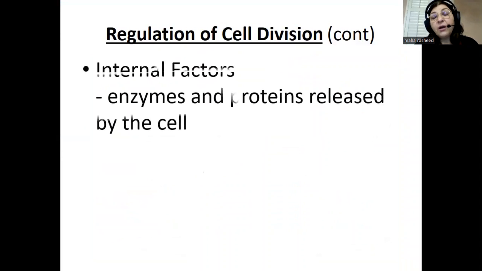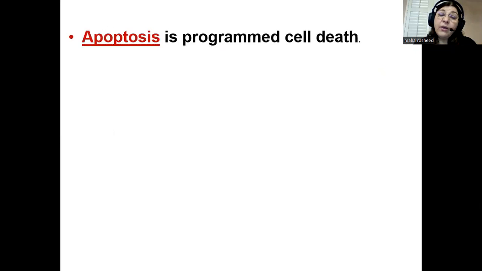Also, we have the internal factor. The internal factor is based on enzymes and proteins that are released by the cell in order to kill the cell, when the cell gets older or gets damaged and receives a signal to end the cycle and the life of that cell. And that's called apoptosis.